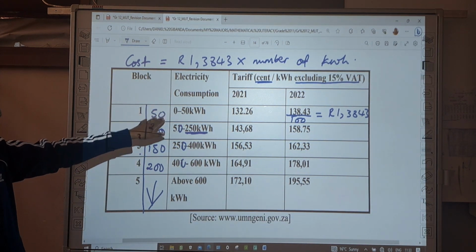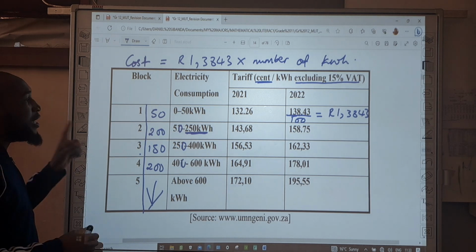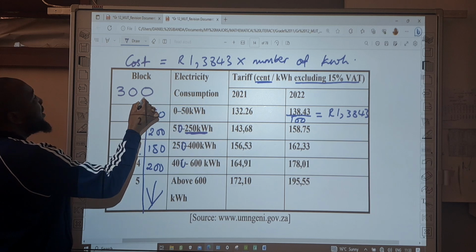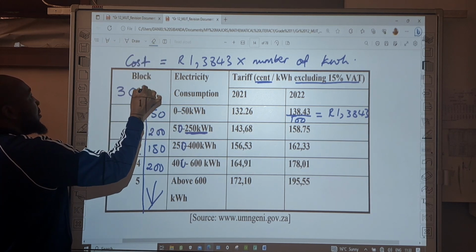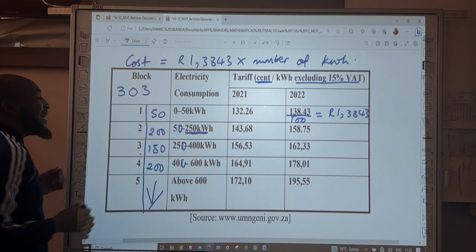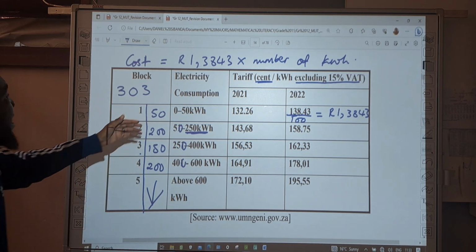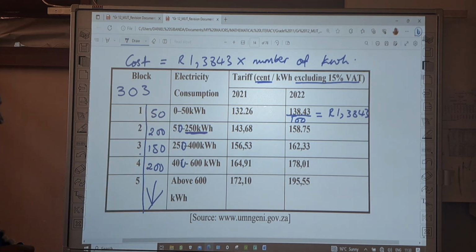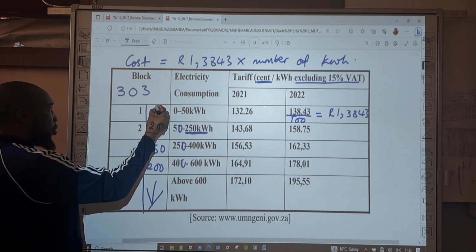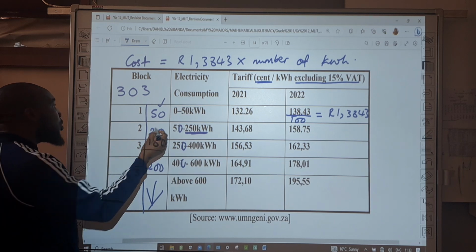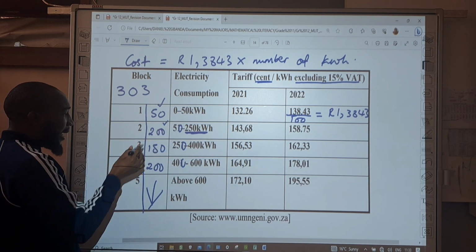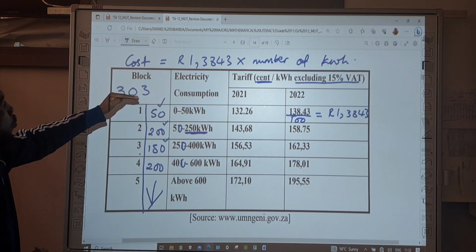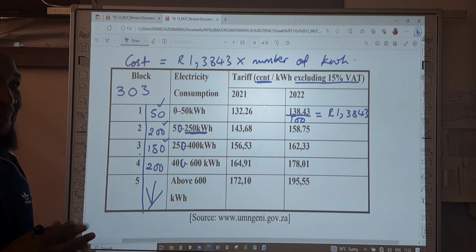So now this comes in handy. Remember how many units did we use? This family, the Umgeni family, used 303 kilowatt hour. So now we need to share the 303 across this table. In the first block, they are only going to pay for 50. In the next block, they can only pay for 200. In the next block, they can only pay for 250. But now we need to know where the 303 ends.